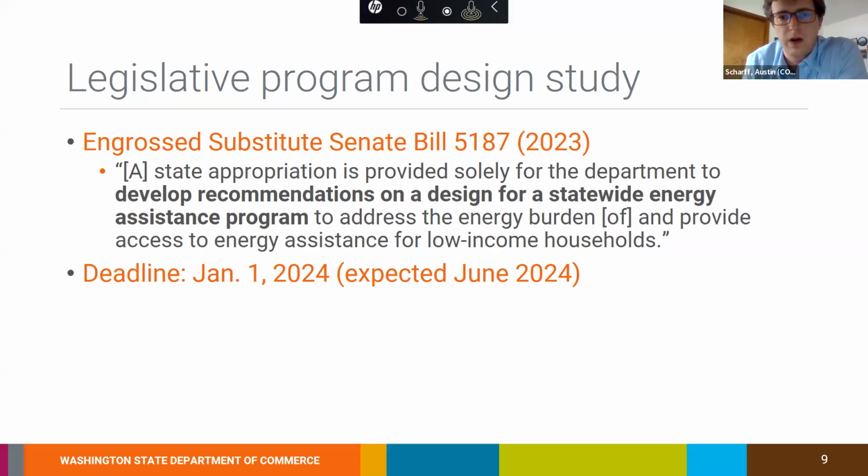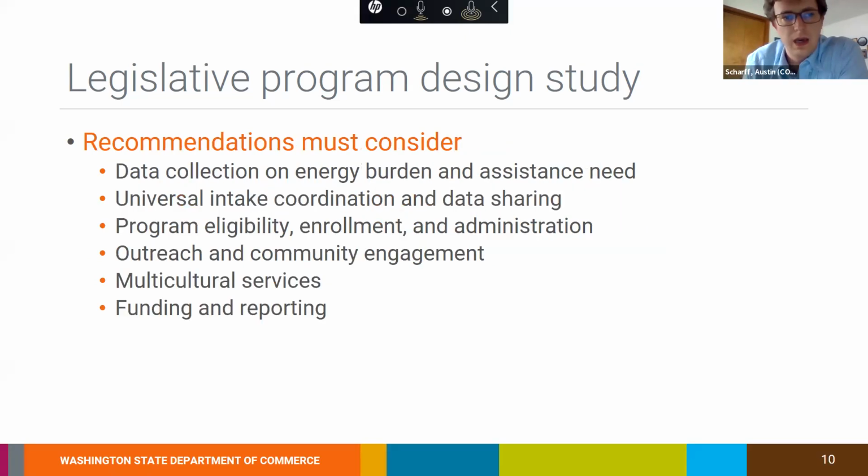So the initial deadline for our study looking at this was January 1, 2024. We expect to publish the report in June of 2024 to make sure we have adequate time to do an analysis. And the legislature here asked us to look at a number of areas for us to consider when thinking about the design of a statewide program. The ones that I want to call your attention to today, one is the bottom here, a funding aspect. How would the program be funded and how would that impact program design?